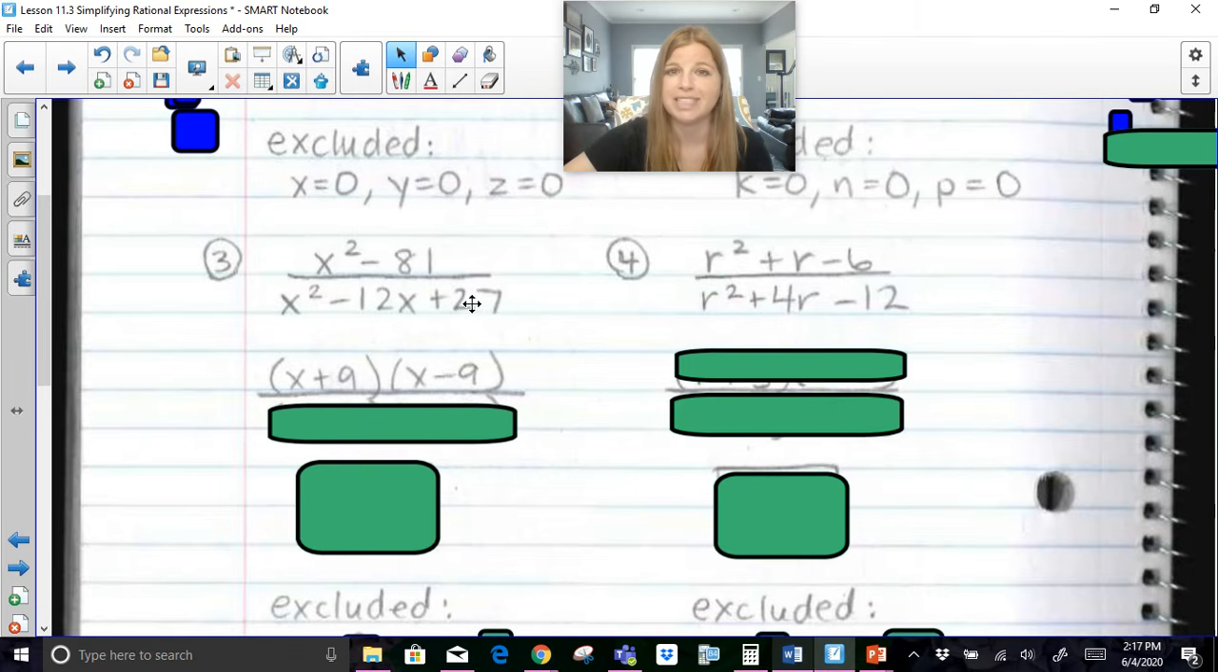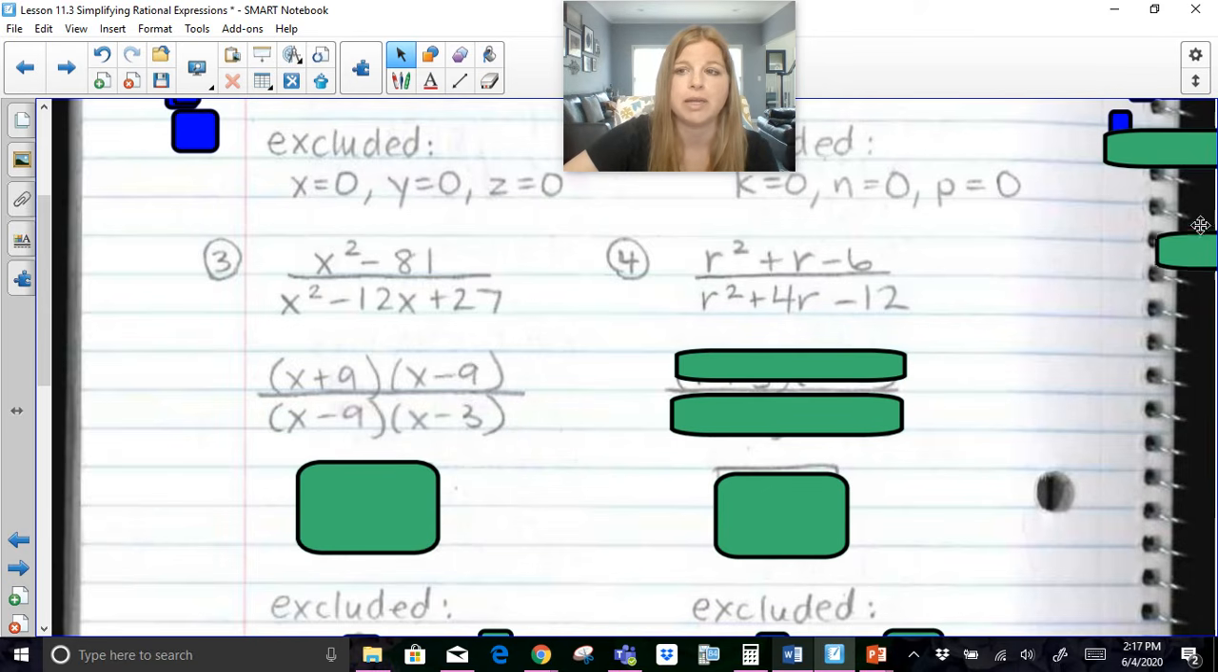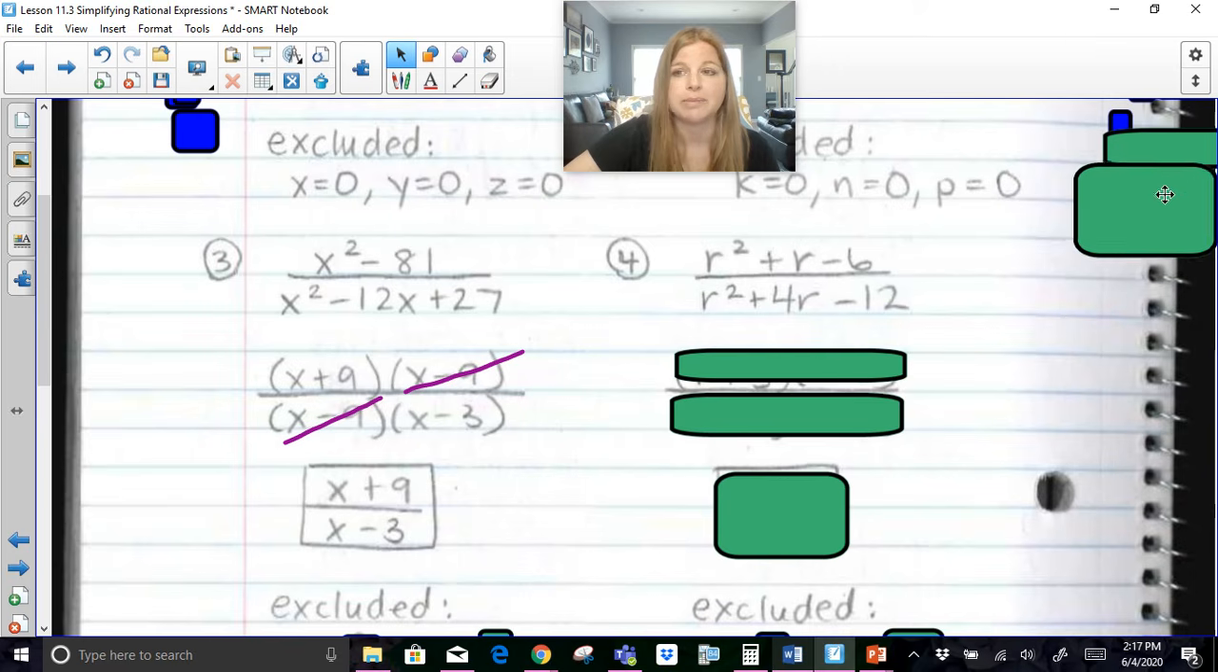What factor pair of 27 adds up to get negative 12? 1 times 27? No. 3 times 9? Yes. What kind of 3 and 9 do you need? Both negative. You need them to both be negative, so they add up to get negative 12. And if they're both negative, they'll multiply to get that 27. So then I get to cross out x minus 9, and I'm left with x plus 9 over x minus 3.